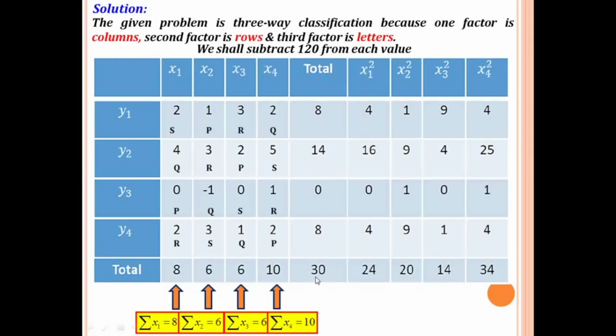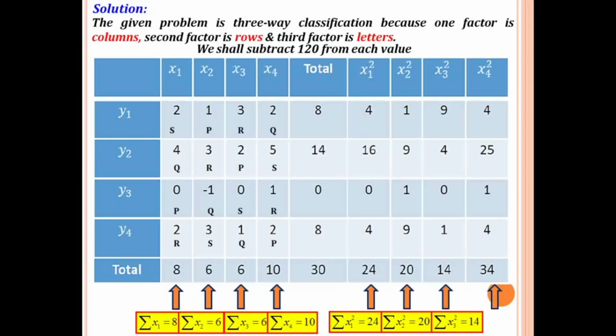Once you complete this portion, next take the squares of x1, x2, x3, x4. No need to do row wise, we take only column wise. What is sum of x1 square? 2 square is 4, 4 square is 16, 0 square is 0, 2 square is 4. Similarly we get the squares of x2, x3, x4. Adding these values, sum of x1 square equals 24, sum of x2 square equals 20, sum of x3 square equals 14, and finally sum of x4 square equals 34.